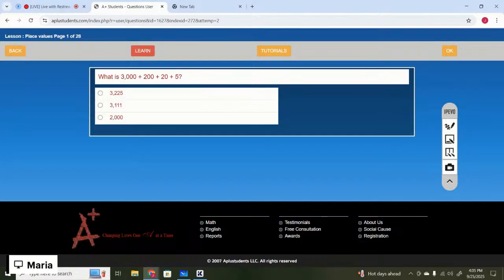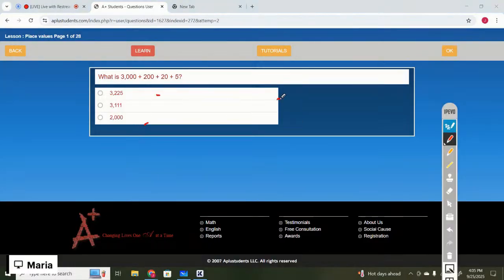What is 3000 plus 200 plus 20 plus 5? So basically, that is the expanded form of the digits. 3000 means 3 is the digit that is at the thousands position. Then 200 is at the hundreds position. Then 20 is at the tens position. And 5 is at the ones. So the digits together make 3225. Option number 1 is the correct option.